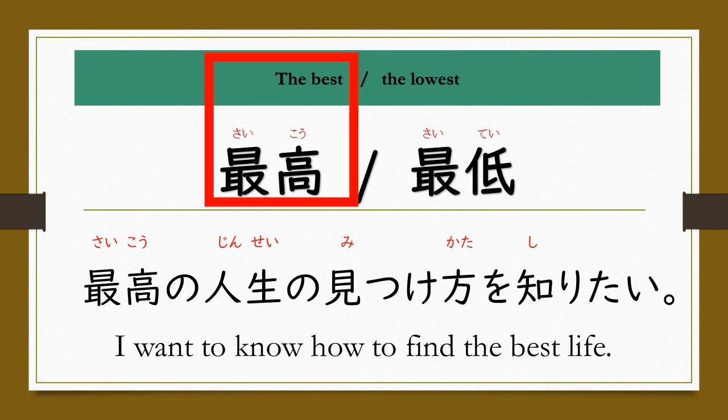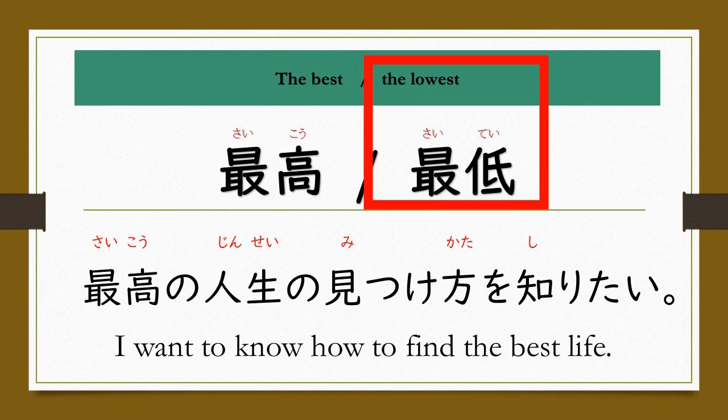Next, the best and the lowest. The best is 最高. The lowest is 最低. Example. 最高の人生の見つけ方を知りたい. I want to know, 知りたい. How to find, 見つけ方を. The best life, 最高の人生. 最高の人生の見つけ方を知りたい.